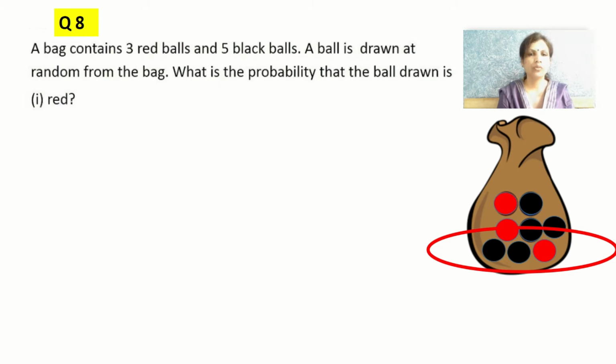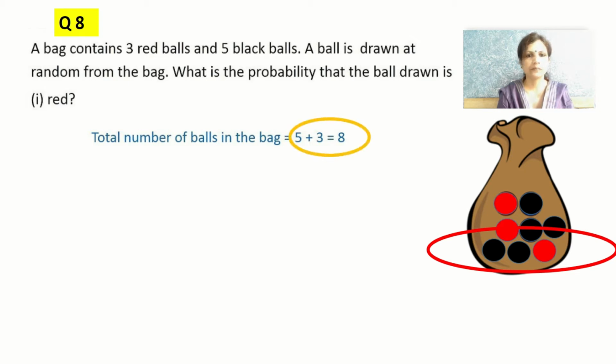Let's find out total number of balls in the bag. So the total number of balls in the bag is 5 black plus 3 red, that is equal to 8 balls. We are asked what is the probability that the ball drawn is red. Let's find out how many red balls are there in the bag. So the total number of red balls in the bag is equal to 3, and this is given to us.